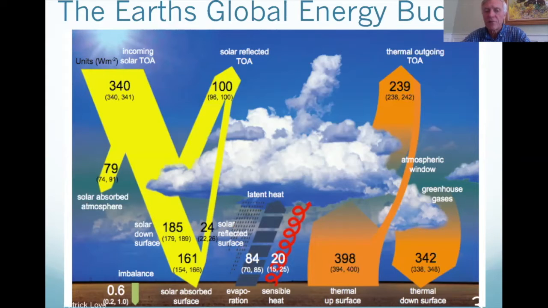Those ranges are bigger than the imbalance, right? So this just says it's very difficult to actually create a measurement. Or another way to say that is, first of all, it's difficult to create a measurement at the top of the atmosphere that could get this down to a fraction of a watt per square meter. But also, there's a lot of variability in these things.